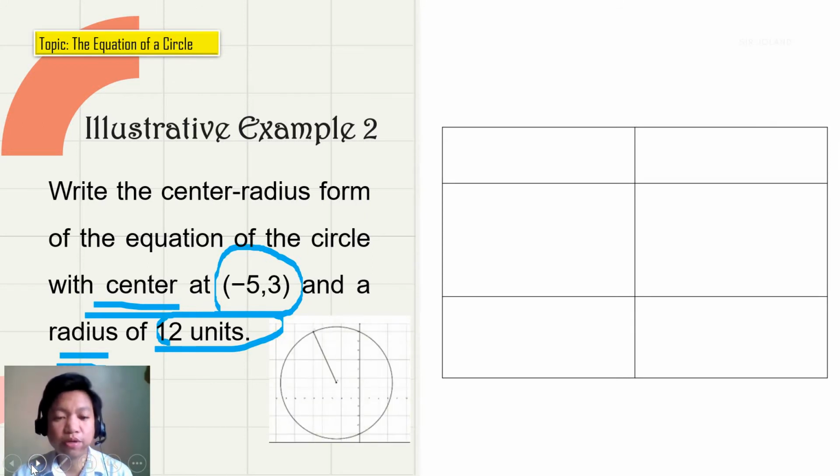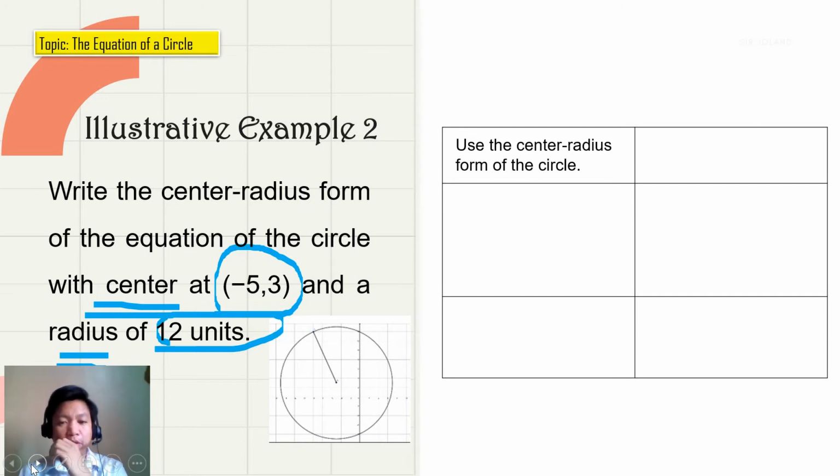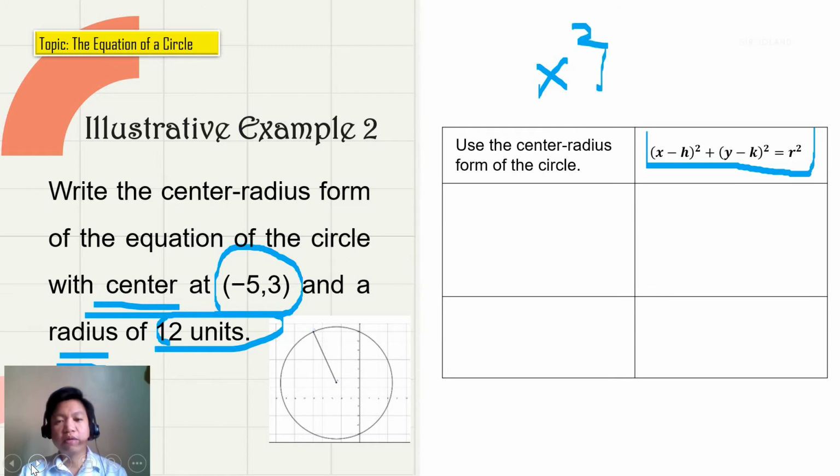Okay? So for our first step, titingnan natin. So, using the center radius form of the circle, ito lang yung gagamitin natin. Ayan, itong mas mahaba. So, sir, bakit yan ang ginamit natin? Bakit hindi yung x squared plus y squared equals r squared? It is because ang ating center kasi ay wala sa origin.